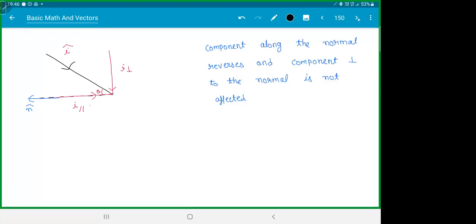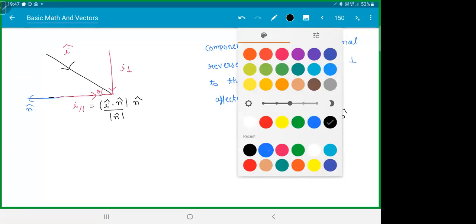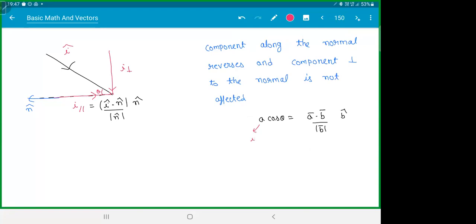And I know this I parallel is nothing but I cap dot n cap by mod n cap into n cap. Isn't that the formula? That is a component, na? A cos theta is A bar dot B bar by mod B bar into B cap. Here, in place of A you have I cap. In place of B you have n cap. So this is n cap and this is n cap. Are you able to see the resemblance? A becomes I and B becomes n. All sure?